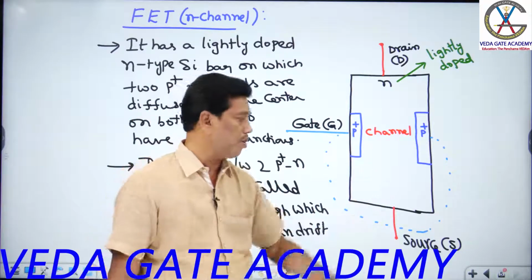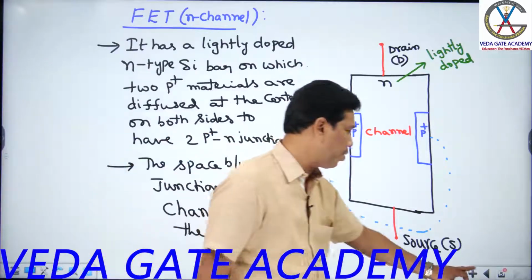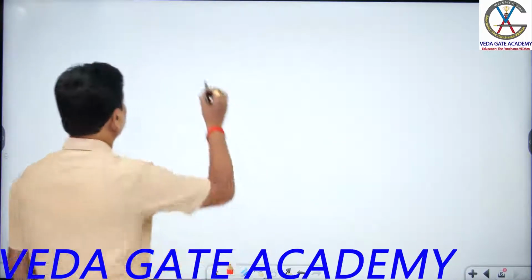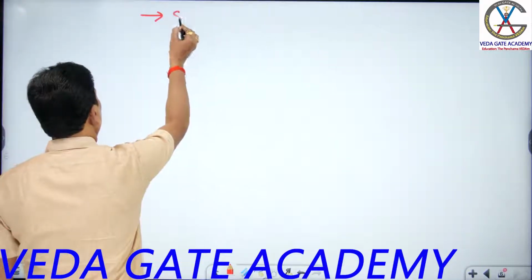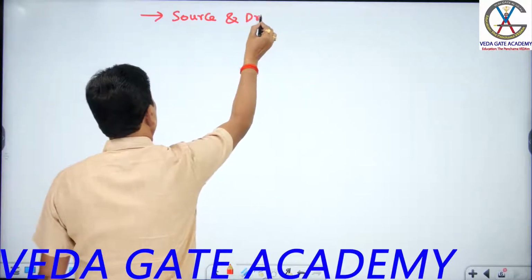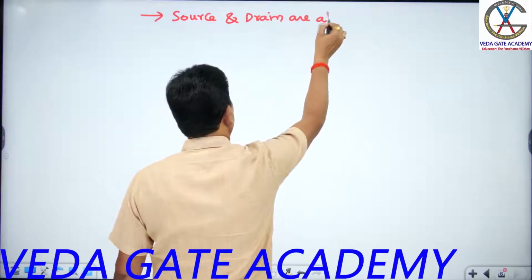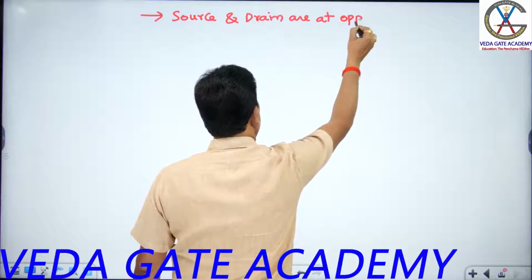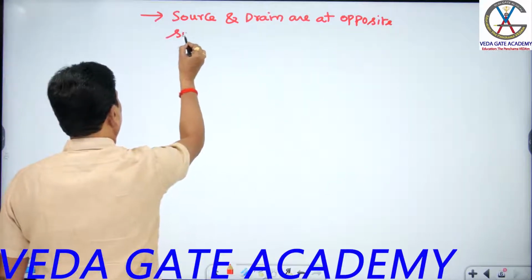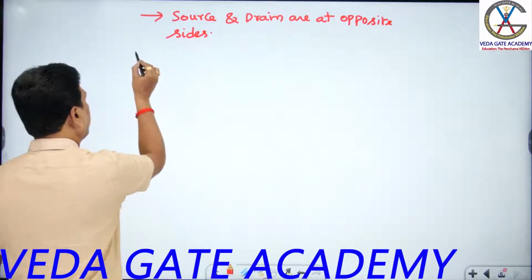Okay. And so this one. How many terminals are there? Source, drain and gate. These things you know. Check out what I told you, students. Source and drain are at opposite sides, right? Source and drain are at opposite sides, students. Never in the same side.